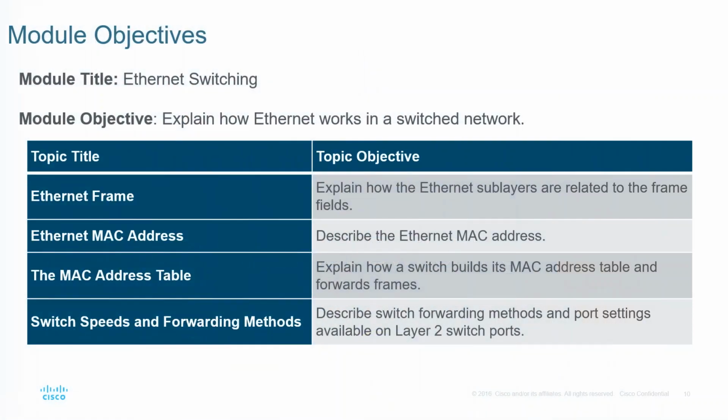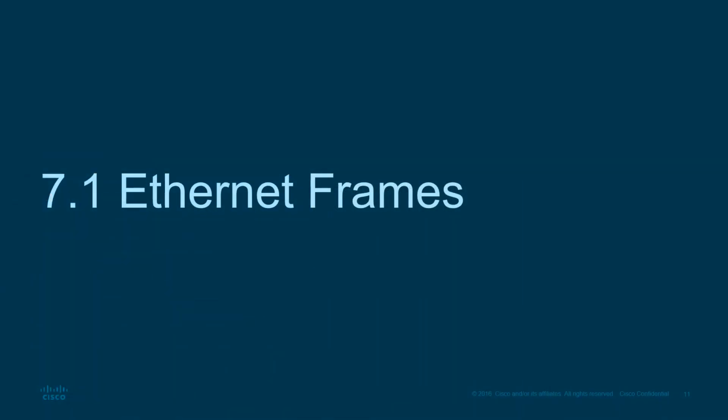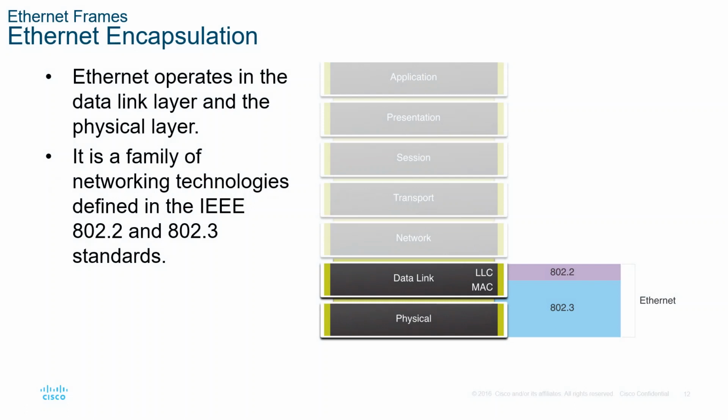So basically, first we need to learn about the Ethernet frames. Ethernet frames operate in the data link layer and the physical layer. Basically, it is a family of networking technologies which is defined in the IEEE 802.2 and 802.3 standards.